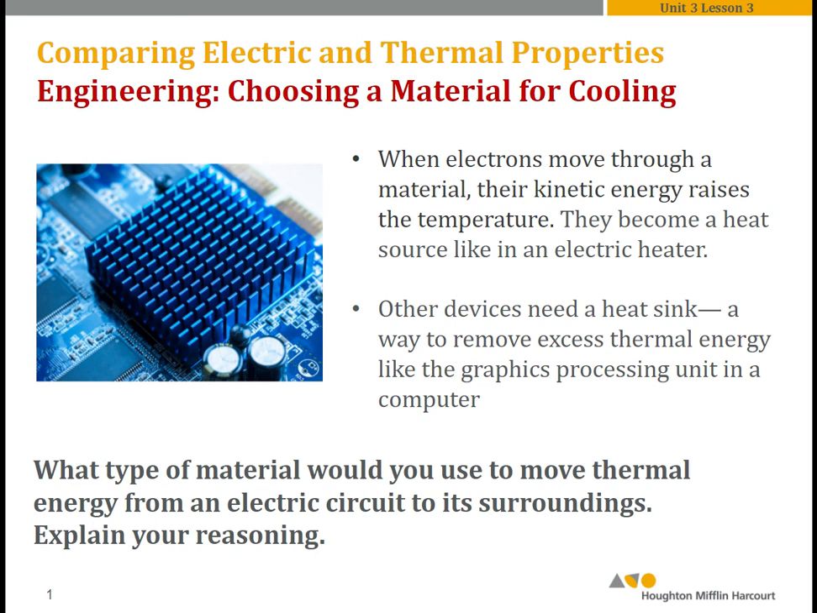Now, what type of material would you use to move thermal energy from an electric circuit to its surroundings? Doesn't it make sense that we use metals? Metals let thermal energy pass through them quickly and easily, so the thermal energy can move from the GPU through the heat sink, and then the heat sink can transfer that heat to the air.